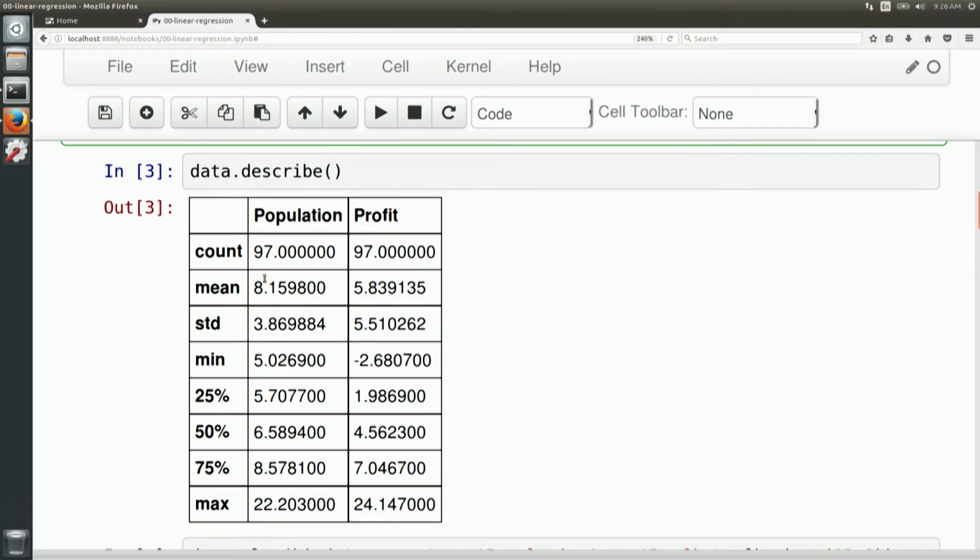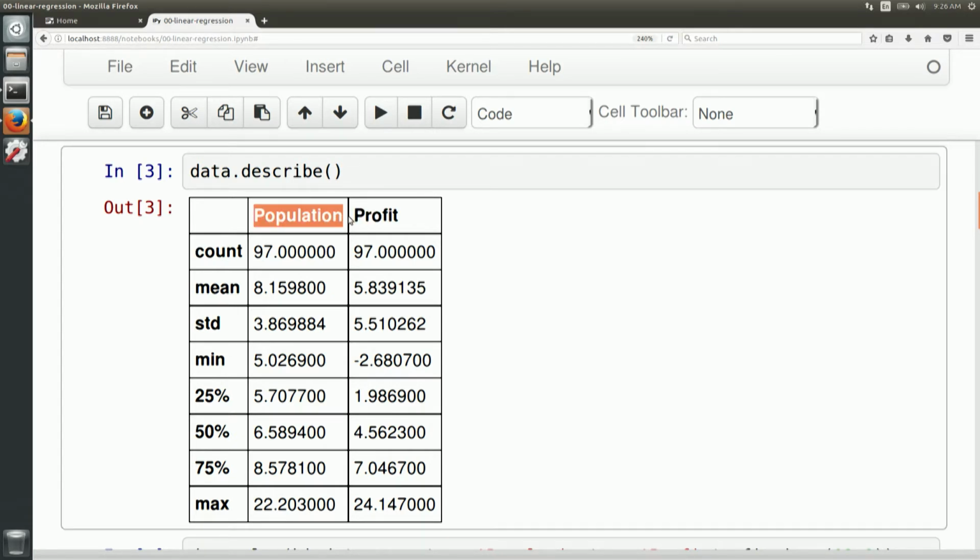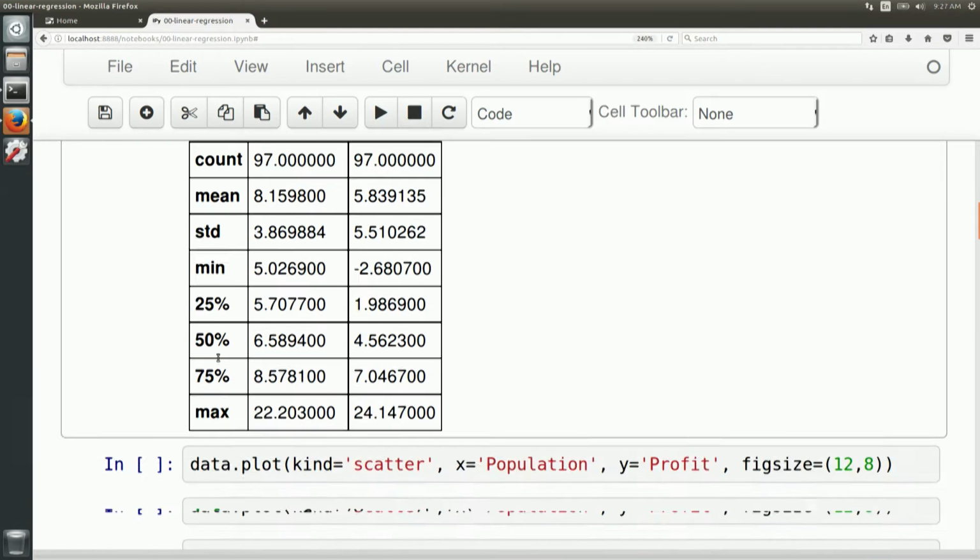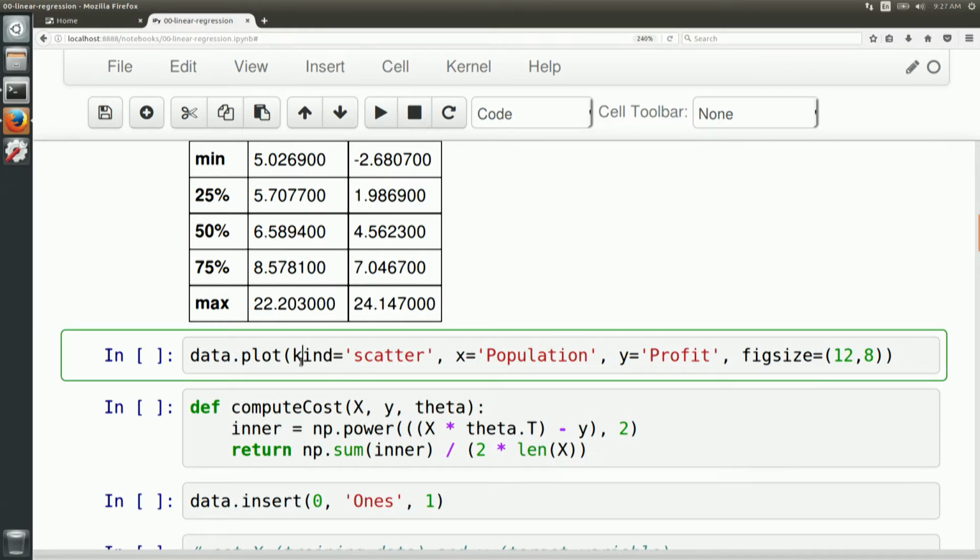And data.describe just gives you some high-level statistics about your data set. Each dimension, in this case, we call it a dimension, but if you're from the database world, you might be more familiar with column or feature. And then it can show you the number of entries you have for each dimension, the mean, standard deviation, minimum, etc.